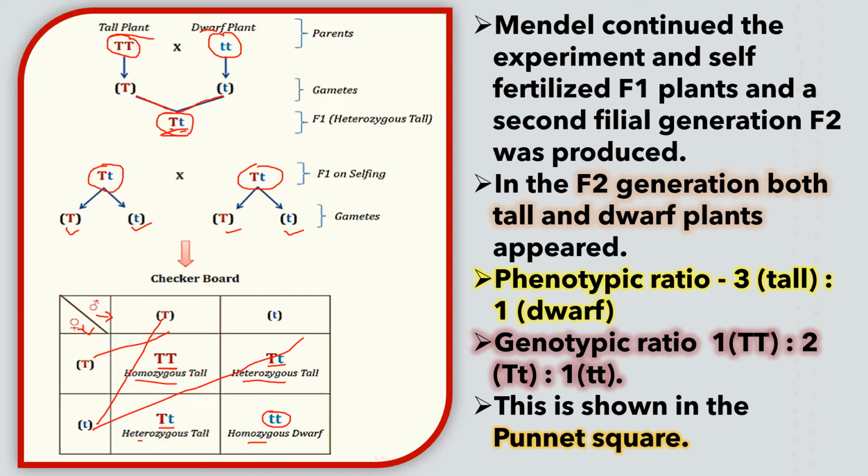Therefore, when I look at it, I will find my phenotypic ratio, 3 tall, whereas only one short. This is the phenotypic ratio. Whereas my genotypic ratio, what it is actually made up of, is only one homozygous tall, 2 mixed and 1 short. So the genotypic ratio will be 1:2:1.